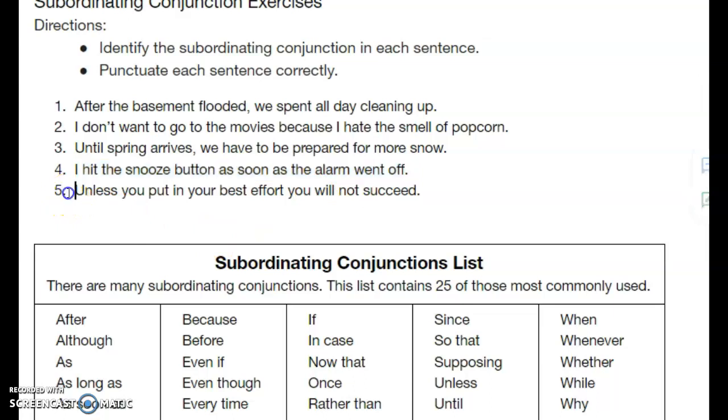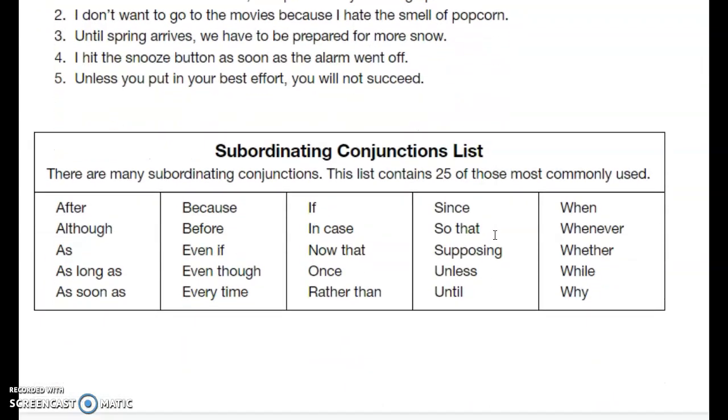And then lastly is number 5. Unless you put in your best effort, you will not succeed. What is the subordinating conjunction in this sentence? Unless is our subordinating conjunction here. So with the subordinating conjunction at the beginning of the sentence, how would we punctuate? Unless you put in your best effort, comma, you will not succeed. Okay. That is our practice.